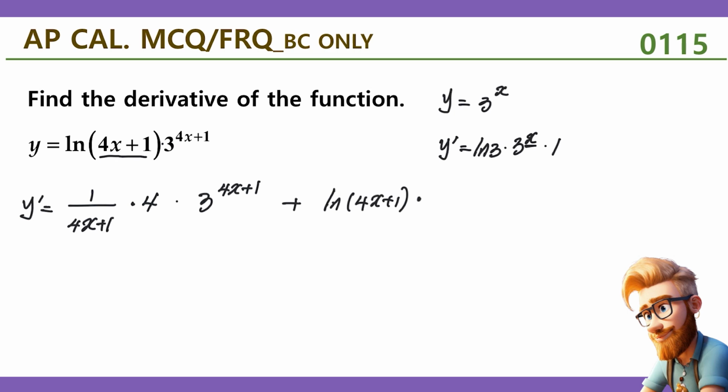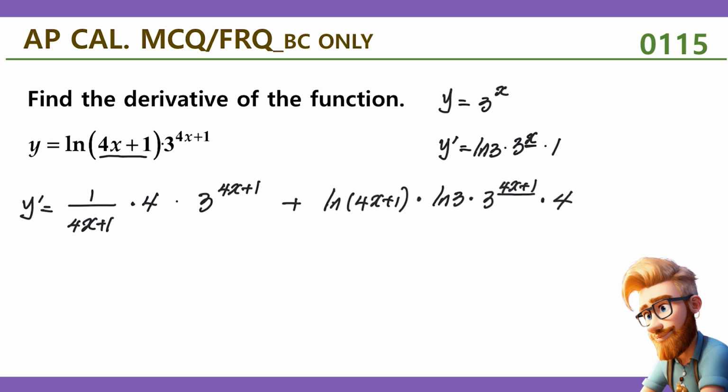So that's going to be natural log 3 times 3 to the 4x + 1 times the derivative of the exponent, 4, right? If it's exponential, we have to rewrite all of this expression times the derivative of the exponent 4x + 1, which is 4, and multiply. If the base is not e, then we have to multiply by the natural log 3.